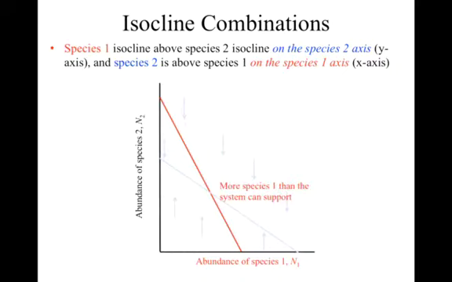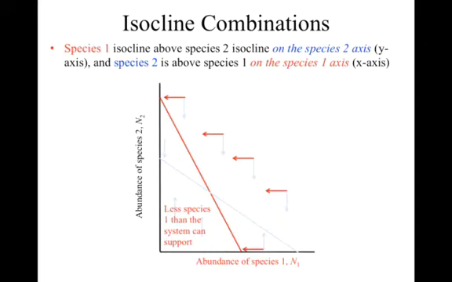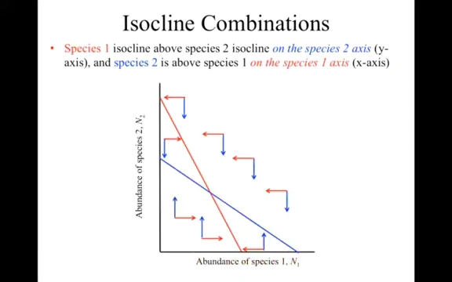But if I'm to the right of that isocline, I have more species 1 than the system can support. And if I'm to the left of that isocline, I have less species 1 than the system can support. If I have too much species 1, what's going to happen? I'm going to decrease the amount of species 1, and decreasing means moving left along that x-axis towards smaller amounts of species 1. If I have less species 1 than the system can support, I should be able to fit more species 1 in there, so I'm going to increase my species 1 population, and that means moving to the right. All right, there's my species 1 and my species 2 vectors.